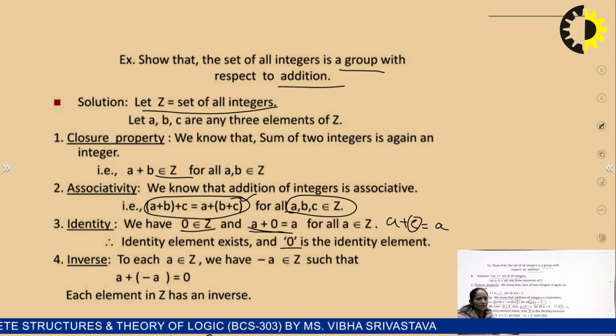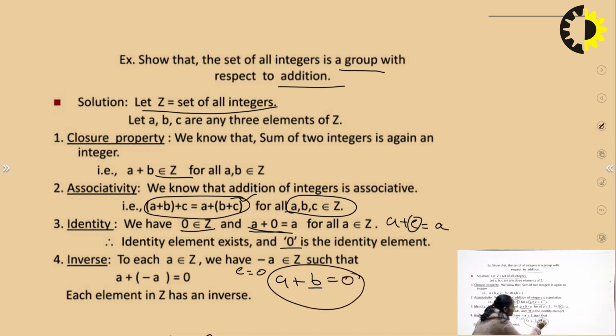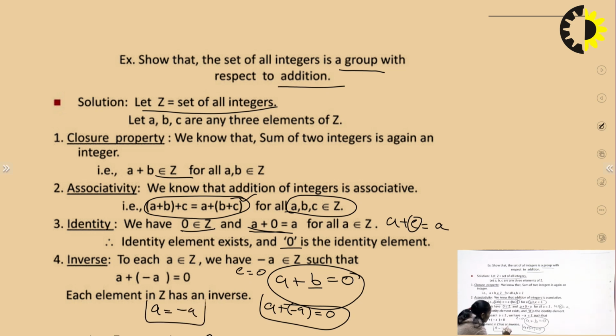Next one is inverse. As the identity element E is equal to 0, how can we check for the inverse? A plus what value of B gives the identity, which is 0? If we take the value of B equal to minus A, then the answer is the identity 0. So what is the inverse of A? That is minus A.